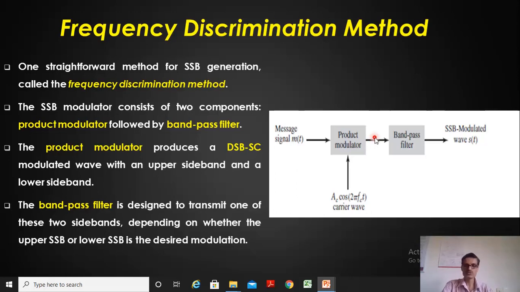Now, these two sidebands are given to the bandpass filter, where one of the sidebands is eliminated. That depends on how you design this bandpass filter, what the upper cutoff frequency and the lower cutoff frequency are. So depending on that, I can choose either the lower sideband or the upper sideband. So the output of this bandpass filter is an SSB modulated wave.